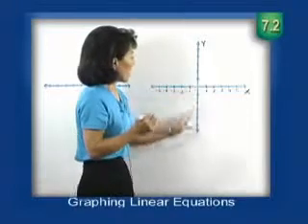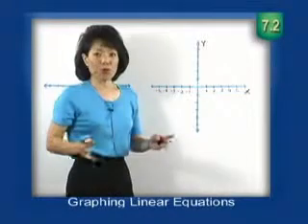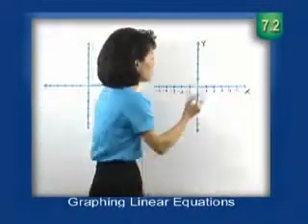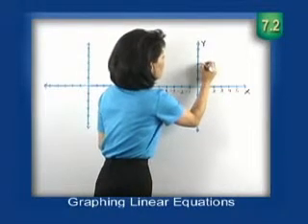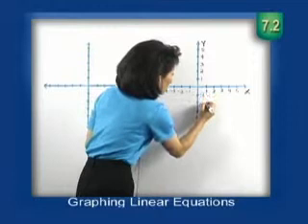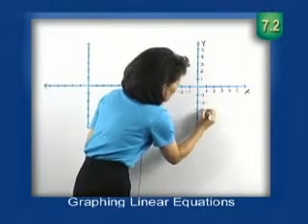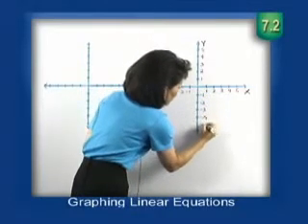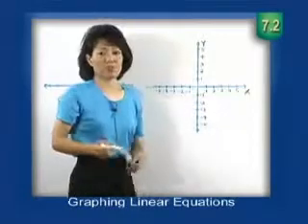Similarly, up and down the y-axis, if I start again at the origin, the numbers above the origin are positive, so I have positives going this way. And similarly, going down the y-axis, my coordinates are negative. So there's the coordinate system.